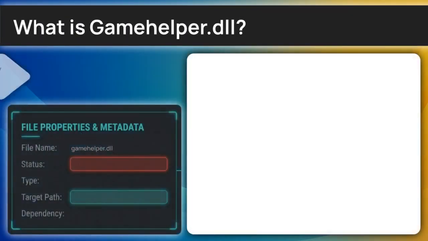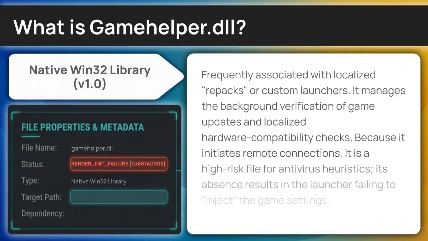This is the Gamehelper module, frequently associated with localized repacks or custom launches. It manages the background verification of game updates and localized hardware compatibility checks. Because it initiates remote connections, it is a high-risk file for antivirus heuristics. Its absence results in the launcher failing to inject the game settings. Understanding the file's role is a great start.